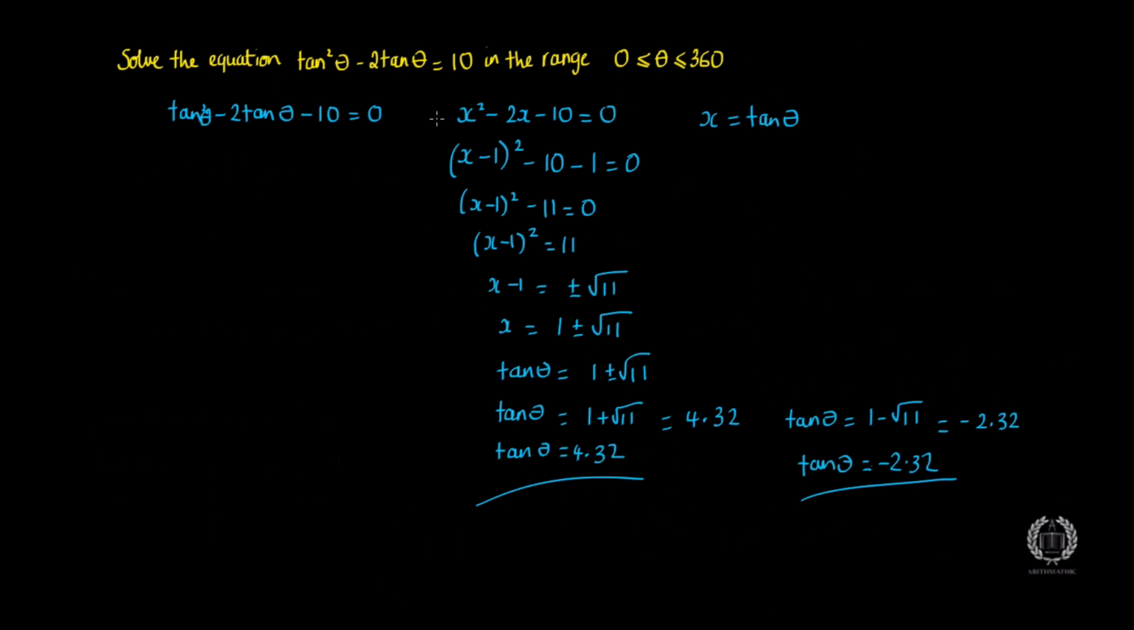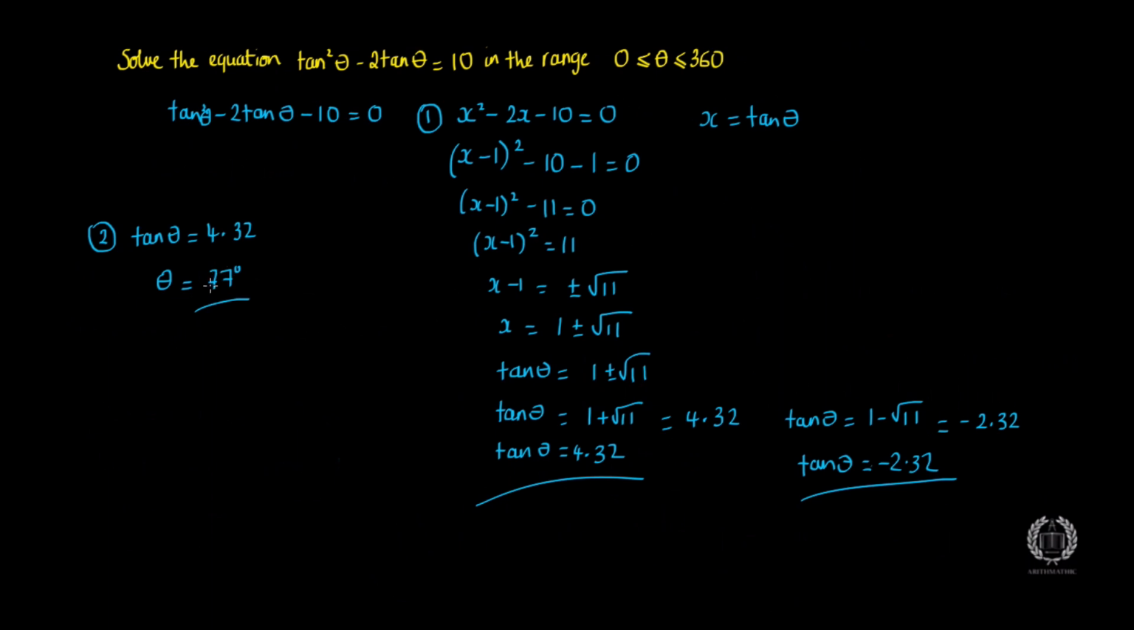So if I put this as step 1, and I write step 2 here, your two values of theta, so you have tan theta equals 4.32. Now let's find theta for this. So if I want to find theta for this, I do inverse tan of that, so inverse tan of 4.32, and that's going to give you 76.96, so let's say 77 degrees. So theta is 77 degrees.